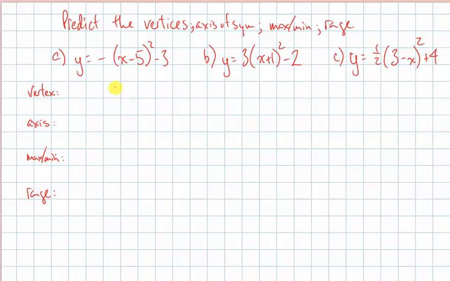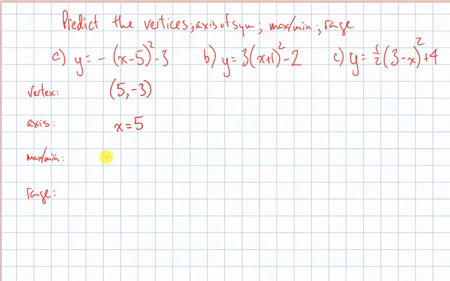The first one has an h value of 5. That minus sign is part of the definition, so it's not minus 5, it's plus 5. The k value is minus 3. The axis is a vertical line, so it's always x equals, and the vertex is on it, so it's x equals 5.